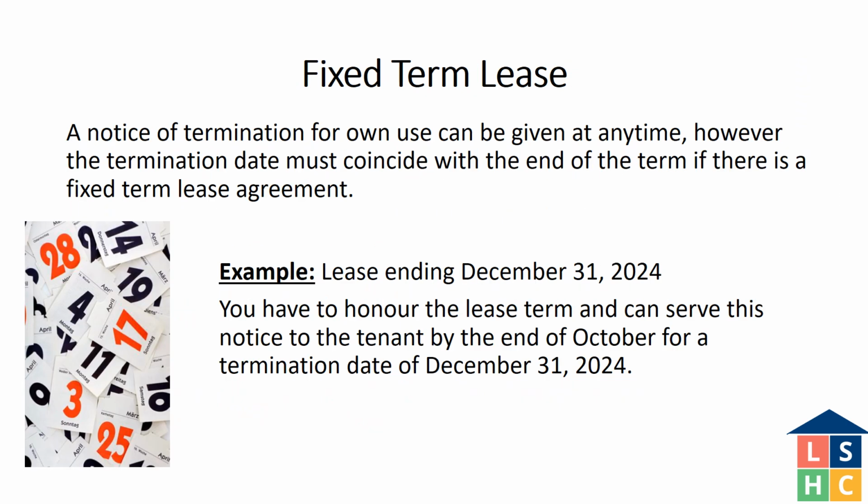If you have a fixed term tenancy, a notice of termination for own use can be given at any time, but the termination date must match with the end of the term. For example, you have a lease ending December 31st, 2024. You have to honor the lease term and can serve this notice to the tenant by the end of October for a termination date of December 31st, 2024.